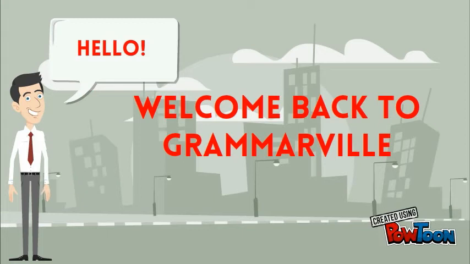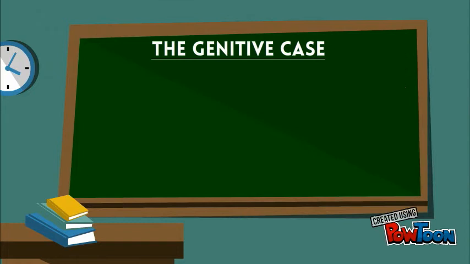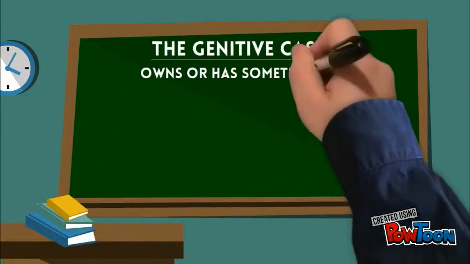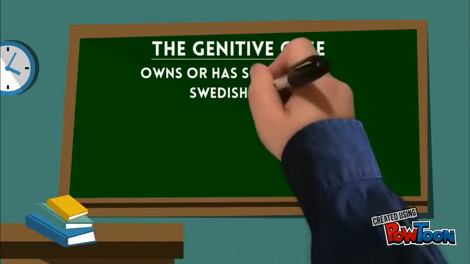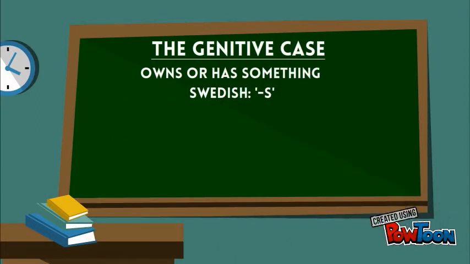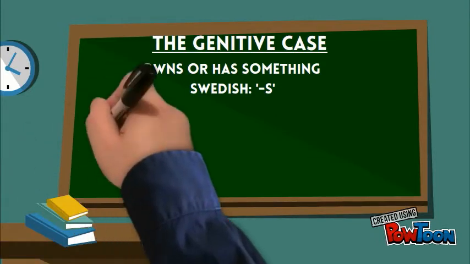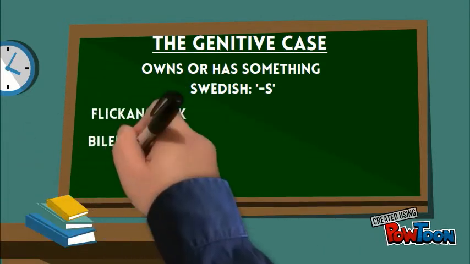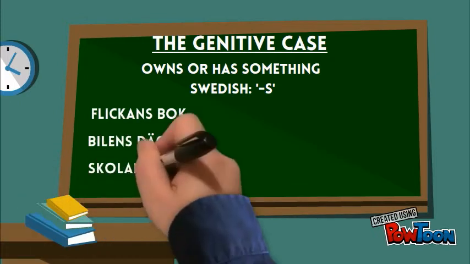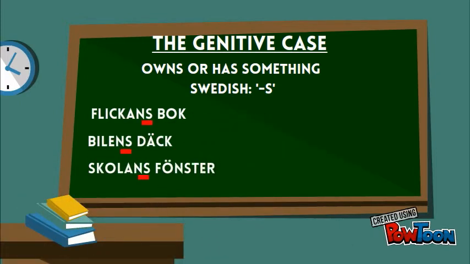This time we will be looking a little bit closer into the genitive case. The genitive case is used to show who owns or has something. In Swedish, that is usually done by putting an S at the end of the owner. For example, flickans bok, bilens däck, skolans fönster. Notice the S at the end, marking ownership.